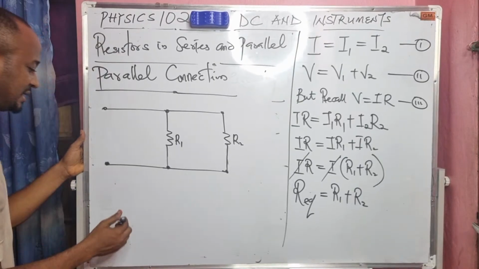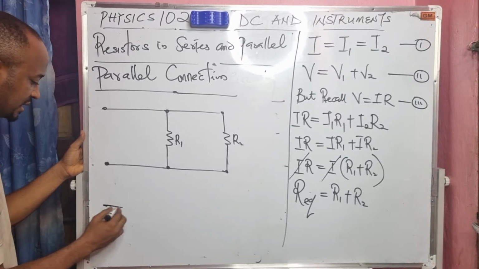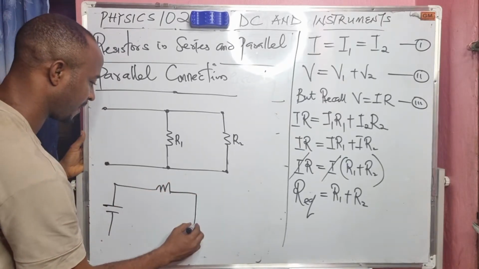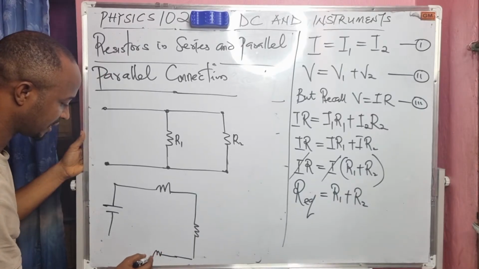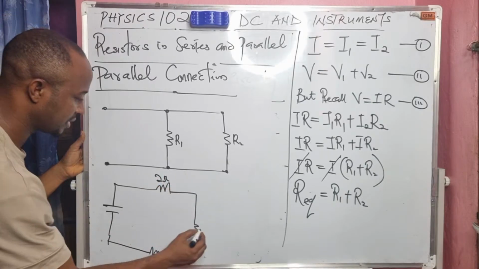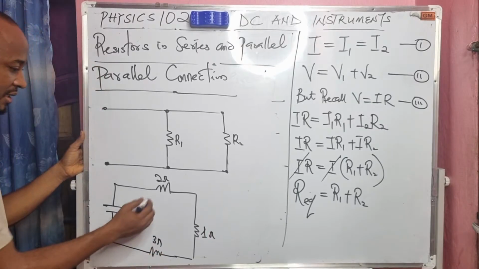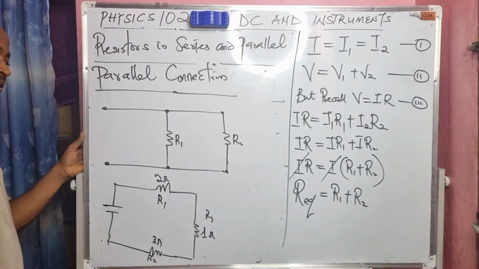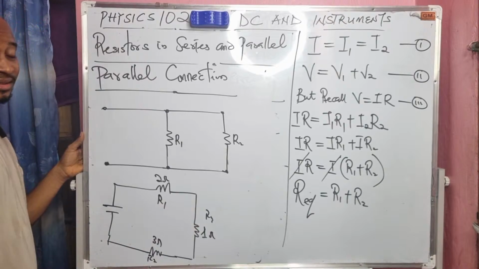What if I have something like this? Okay, let's analyze this circuit. If I have a cell here, and I have a resistor here, another resistor here, another resistor here. Okay. Then let's say this is 2 ohms. This is 1 ohm. This is 3 ohms. All right. Let's call this R1, this R2, this R3. These resistors R1, R2, and R3 are in series.